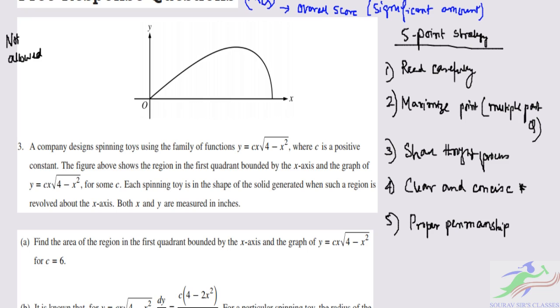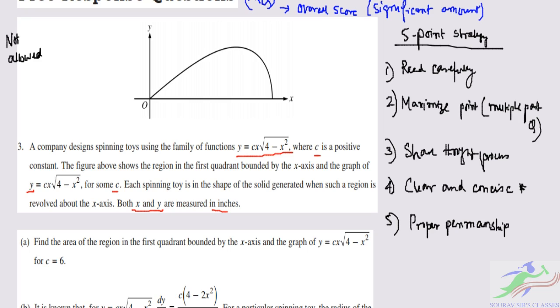It says that a company designs spinning toys using the family of functions y equals c x root over 4 minus x squared, where c is a positive constant. The figure above shows the region in the first quadrant bounded by the x-axis and the graph of y equals c x root over 4 minus x squared. This is the graph of this y function for some c. Each spinning toy is in the shape of the solid generated when such a region is revolved about the x-axis. Both x and y are measured in inches.